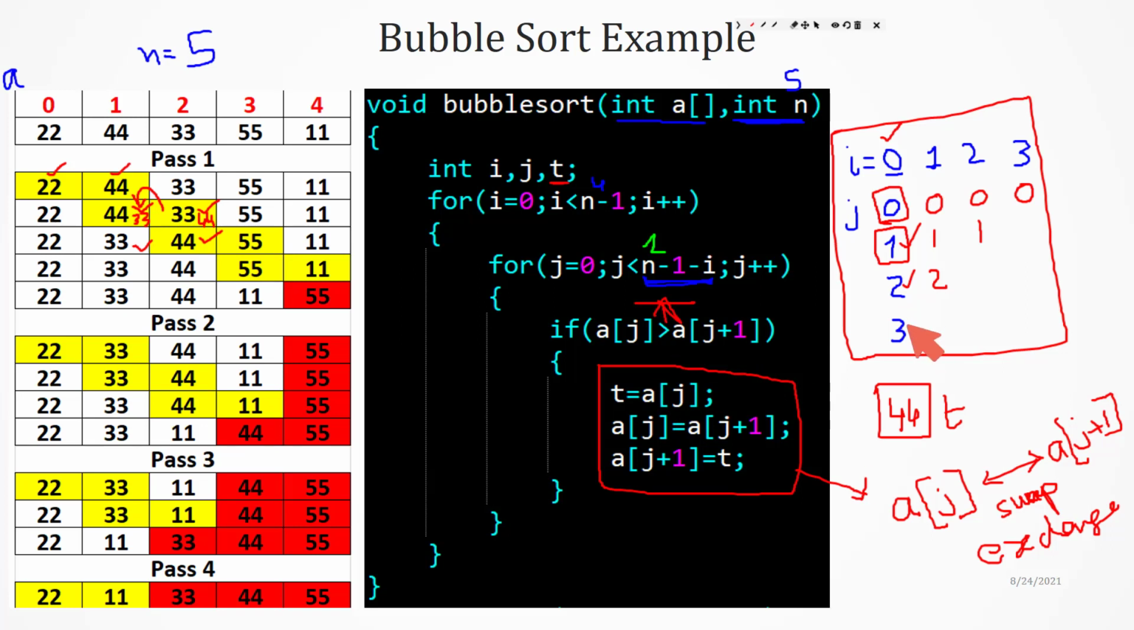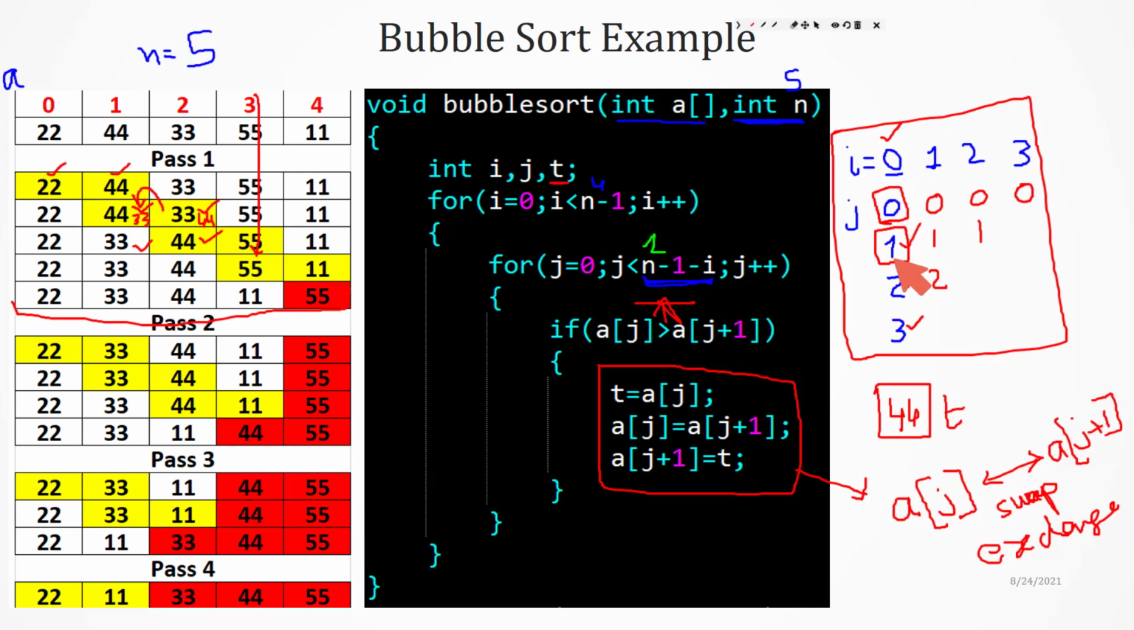Again, we will execute for j value 3. J value 3 means, look at this index position. We will compare 55 and 11, A of j and A of j plus 1. 55 and 11 are out of order. 55 is greater than 11. So we will perform swap. So this 55 and 11 will be swapped. Then we will get the array like this.